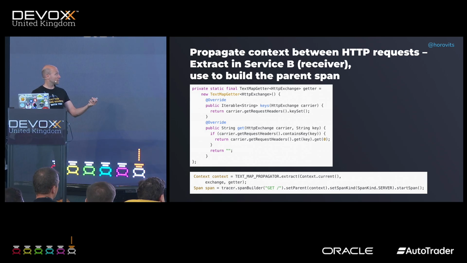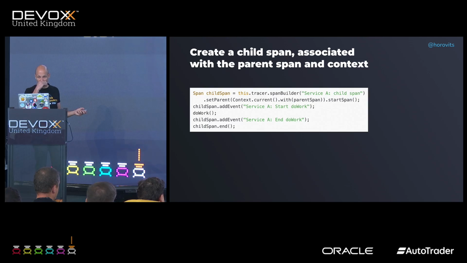And then when we have the context on service B, we can create the span with that context already part of the span builder creation. So we have the context built in. Now that we have that root span on service B, we can also create a child span associated with a parent span. This is done by the set parent while we do the span builder invocation. And now we have the parent-child relationship.